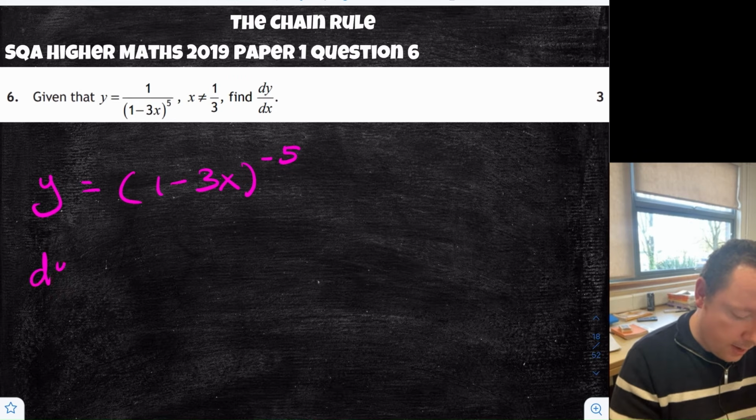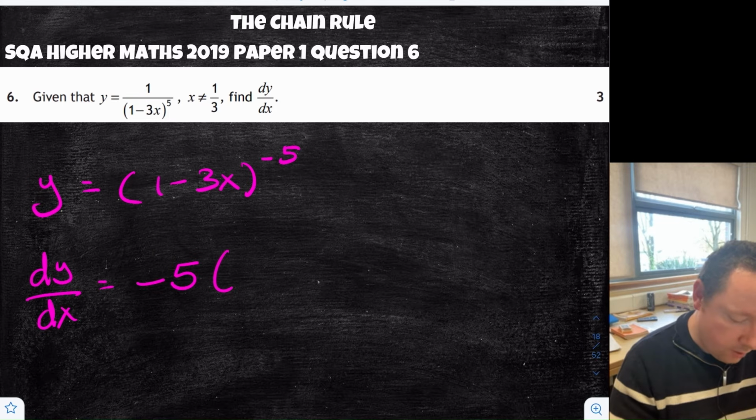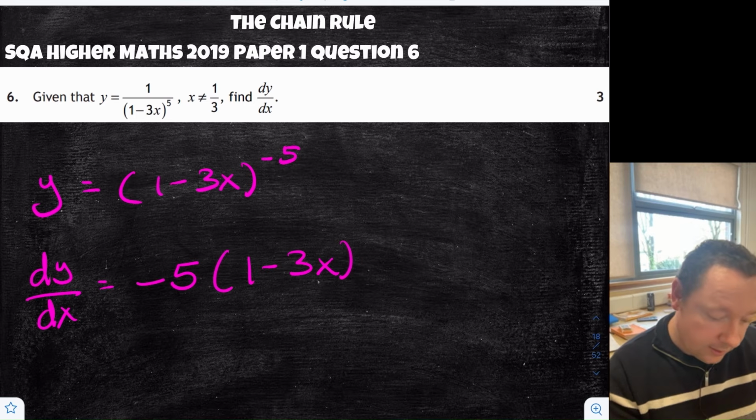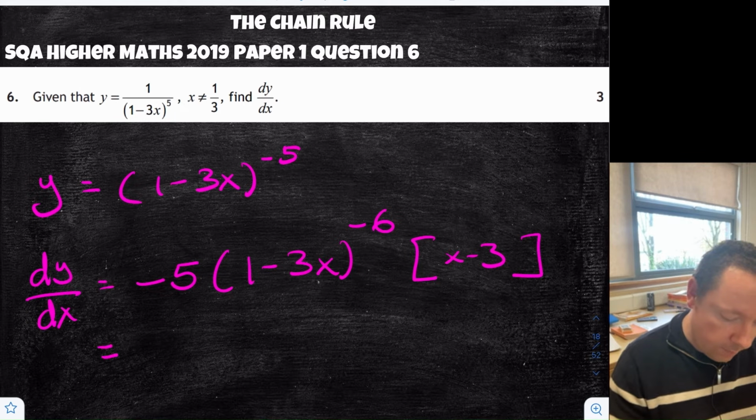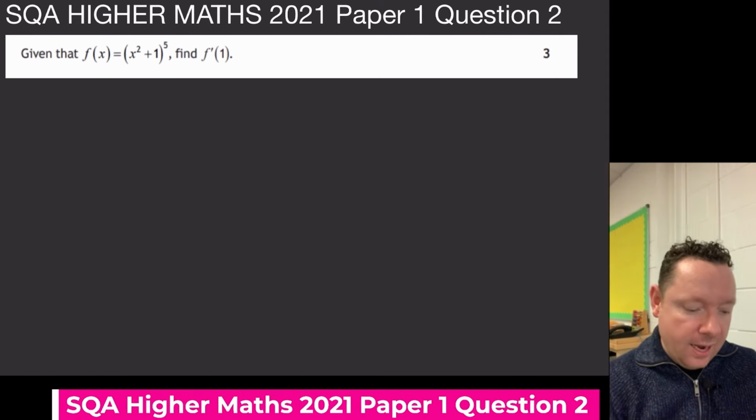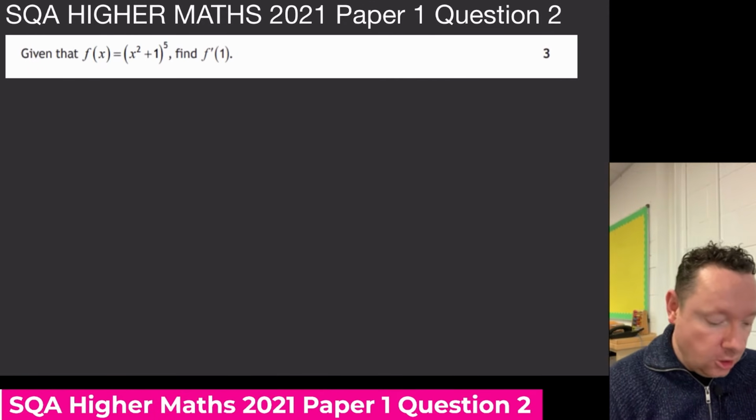So the y by the x minus 5 in the front, 1 minus 3x, take away 1 from the power, so that's minus 6, and then times by whatever's in the bracket differentiated, which is minus 3. So tidying that up, we get minus 5 times minus 3 is 15, 1 minus 3x to the minus 6, and we're done there.